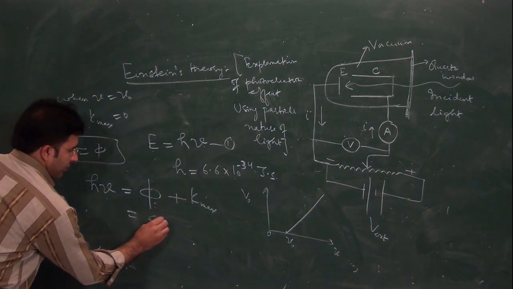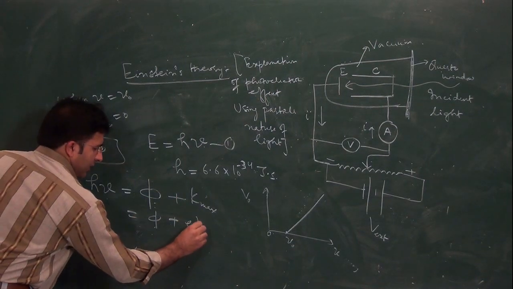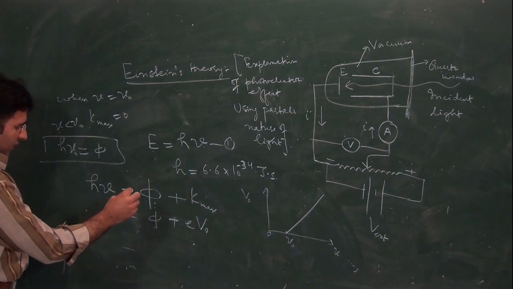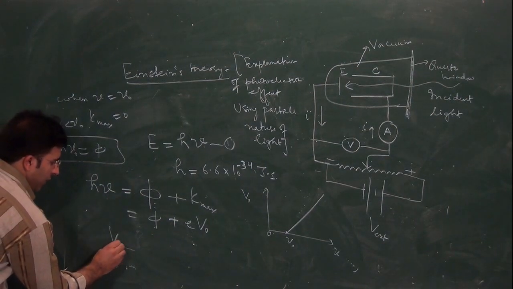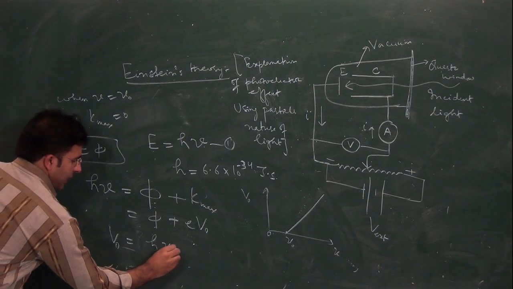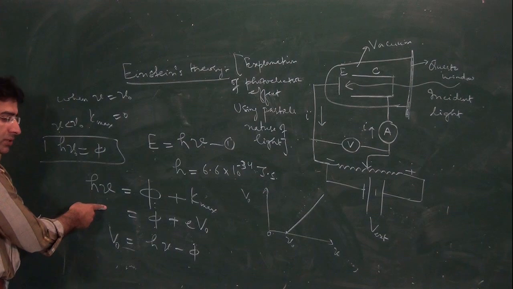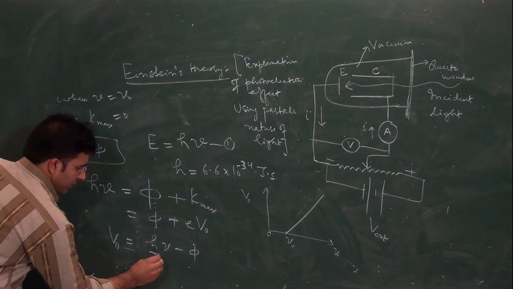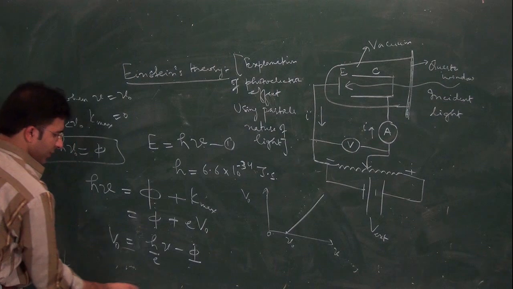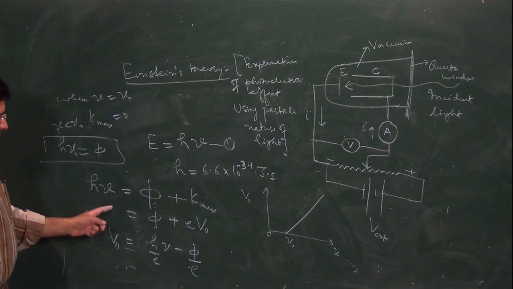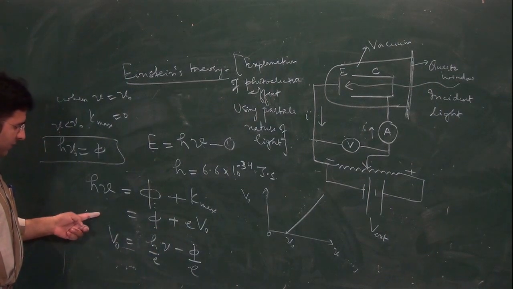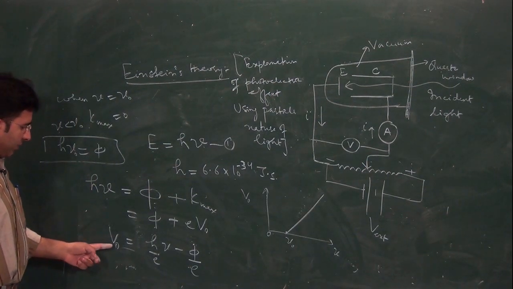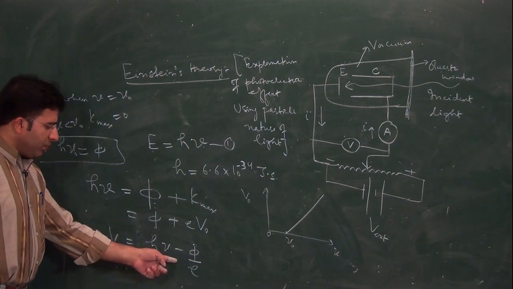How? Put Kmax equal to eV naught, because Kmax is equal to eV naught, we know that. Solve for V naught. So we will get eV naught is equal to h nu minus phi. This phi we will take to the left hand side, it will become minus. Then e, you have to divide by e. It will become V naught is equal to h by e nu minus phi by e.